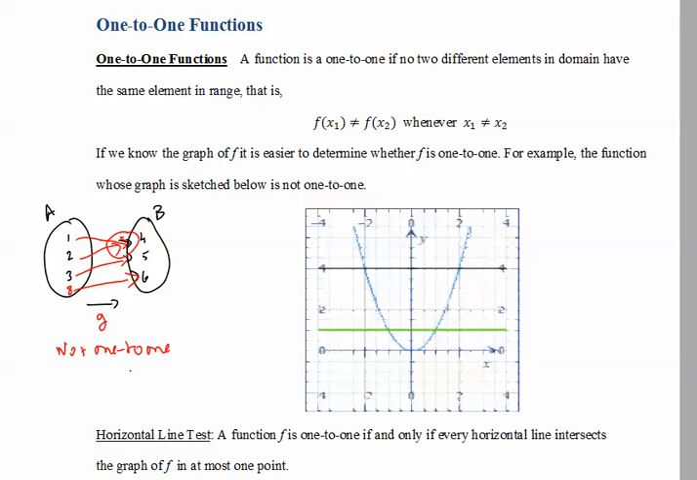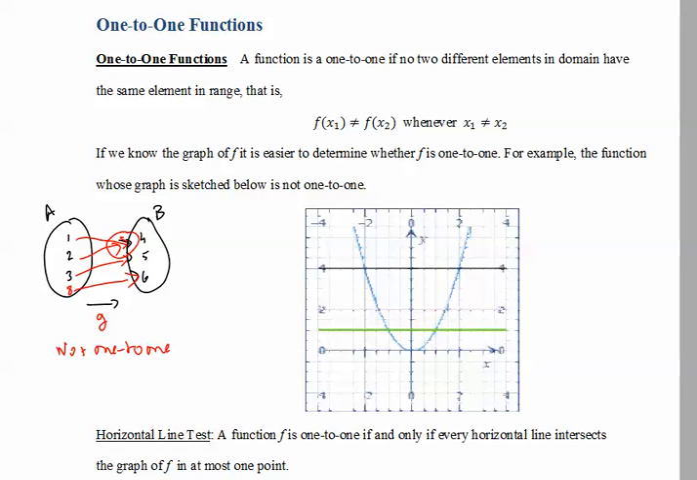So a function is one-to-one again if no two different elements in the domain, or the input, have the same element in the range, which is the output. If we know the graph of f, it is easier to determine whether f is one-to-one. In this example I showed using sets, but if we know the graph, it's easy. For example, the function whose graph is sketched below is not one-to-one.